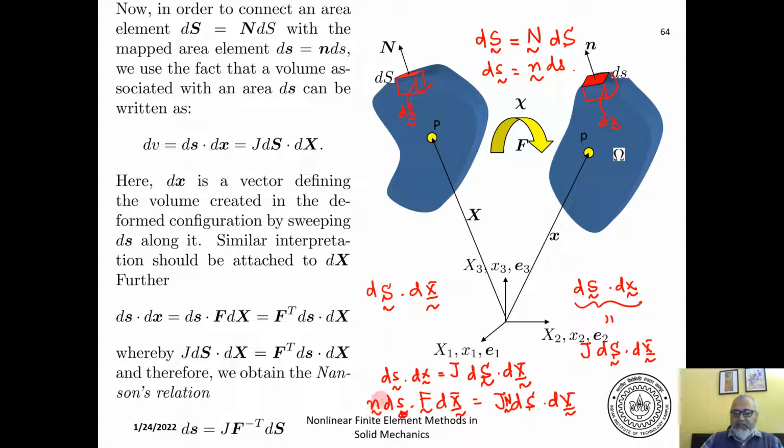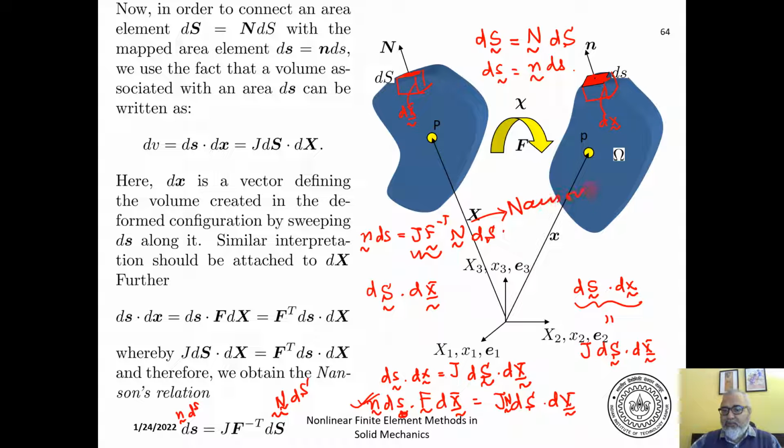So we can now find the relation between n ds, which is the vector ds. So this is n ds, this is capital N dS, the scalar, and they are related by J F minus transpose, which is easy to derive from here. So we are finding a relation between n ds and capital N dS, and that turns out to be J times F minus transpose capital N. So it's also written as n ds equal to J F minus transpose capital N dS. So this is this area, and this is this area, and the mapping between them is J F minus transpose. This is a very important relation that we will need when we deal with stresses and so on. This is called Nanson's relation.